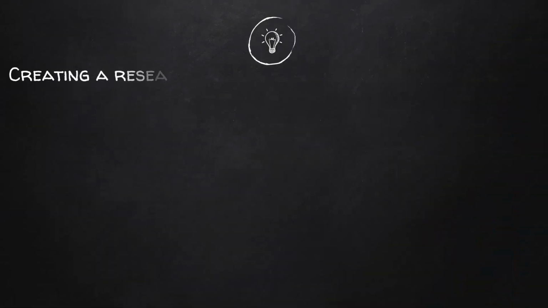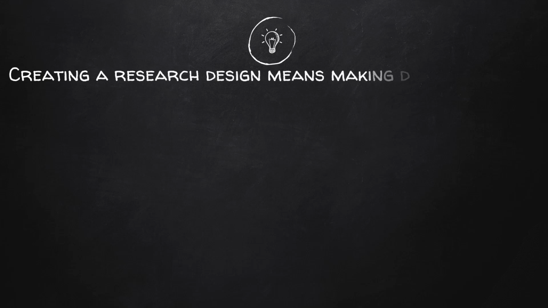It details the process necessary for obtaining the required information, and its purpose is to design a study that will test the hypothesis of interest, determine possible answers to the research question, and provide the information needed for decision making. Creating a research design means making decisions about your overall aim and approach.